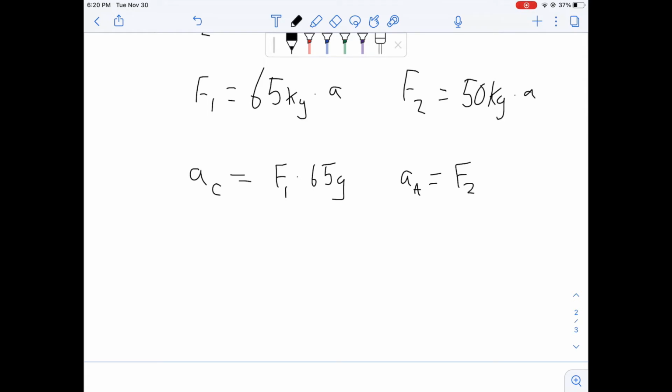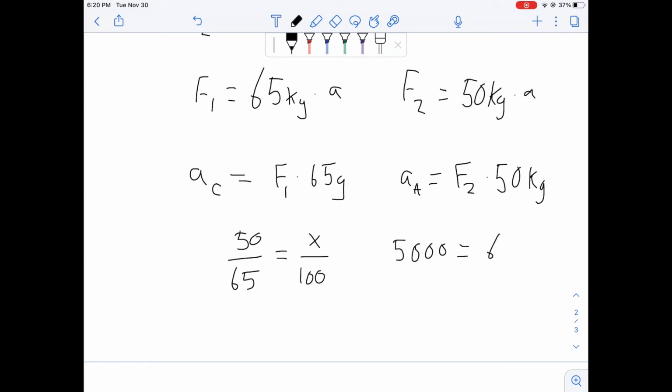F2 over 50 kilograms. Now, using these new equations, we can directly compare the accelerations by using the ratios of the weights, because we know, or we're trying to prove, that the forces are equal for both. So, 50 over 65, we can find what percent of 65 is 50 by comparing it to x over 100, which will find the missing variable. So we can cross multiply, so we will get 5,000 equals 65x, and then dividing both sides by 65 will show us that 5,000 over 65 is equal to the percentage.